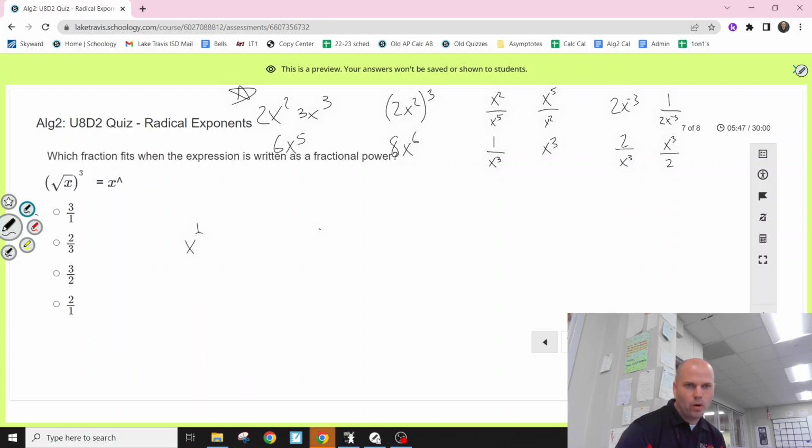I have x to the 1/2 cubed, well, multiply those together, you get 3/2, x to the 3/2.